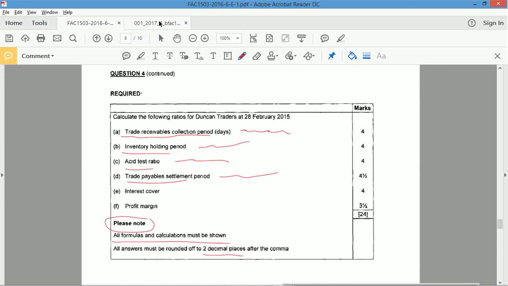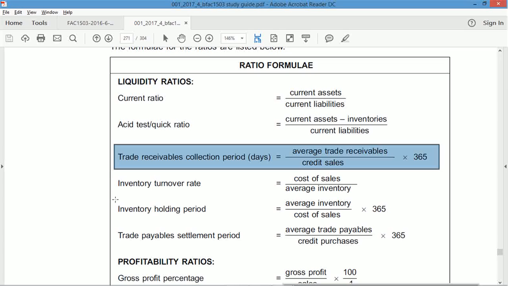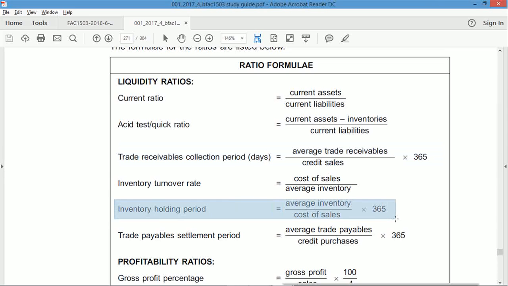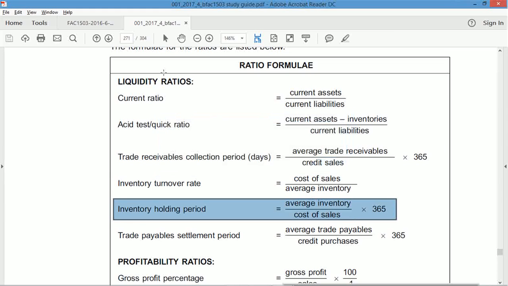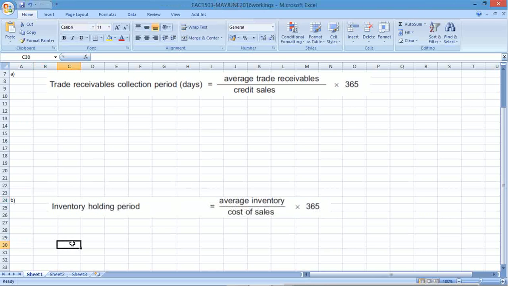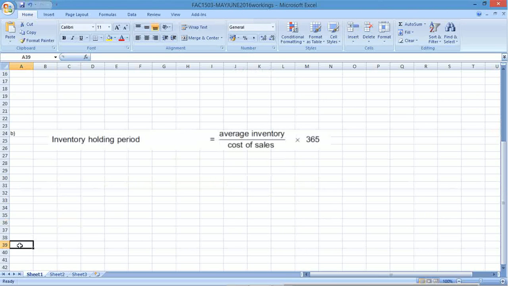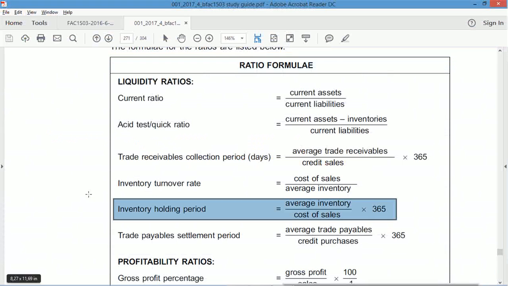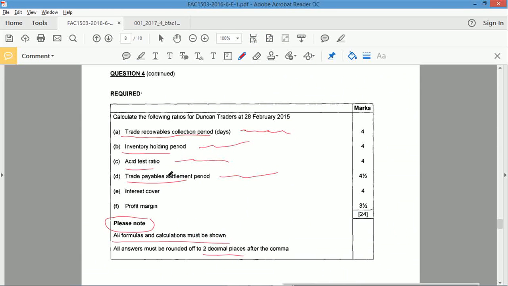inventory holding period. So again, go to your memory. Inventory holding period, that's the formula that you require. From memory, you would write it down in the exam paper, and I've got another equation. Then again, skip lines, write down C. Go back to the question paper, see it's the acid test ratio.